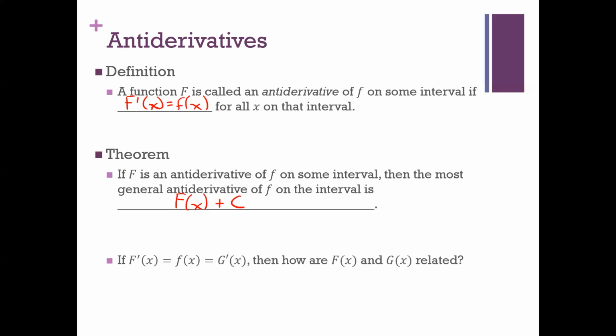If capital F prime of x and capital G prime of x both equal f of x, so basically capital F and capital G are both antiderivatives of f, what can you say about how they are related? Could they be the same thing? They could be the same thing. Must they be the same thing? Give me an example. Let's say f of x is 2x. Can you give me some F of x and G of x that are different? Do capital F and G have to be the same?